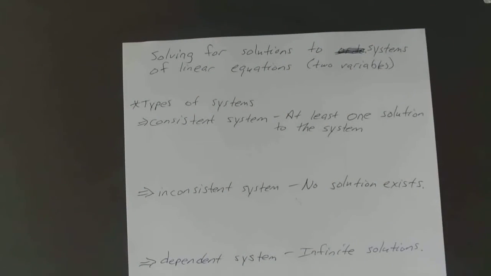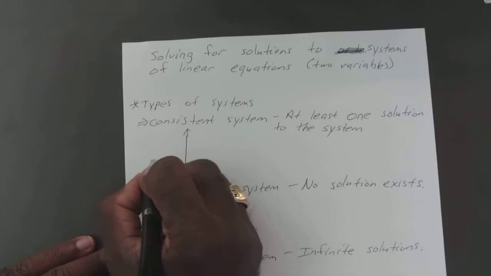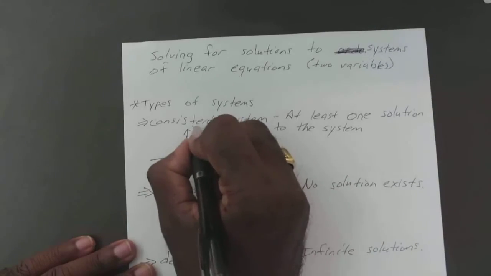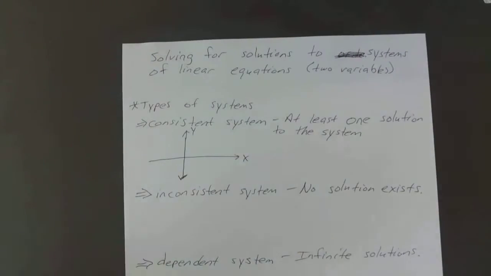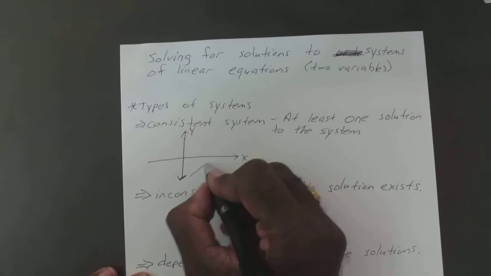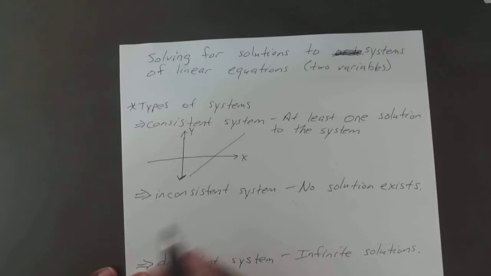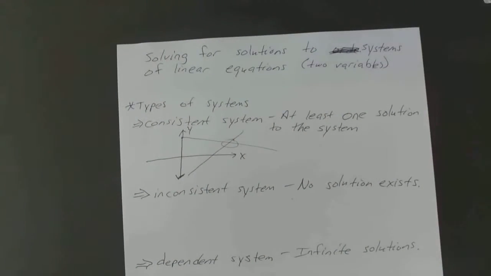Now, if we were looking at a graph of those for the consistent system, let's say you have your x and y axis. You have this line of your equation, and your next equation looks like that. Where they cross, that will be your solution. So as long as they cross at least once, it's a consistent system.